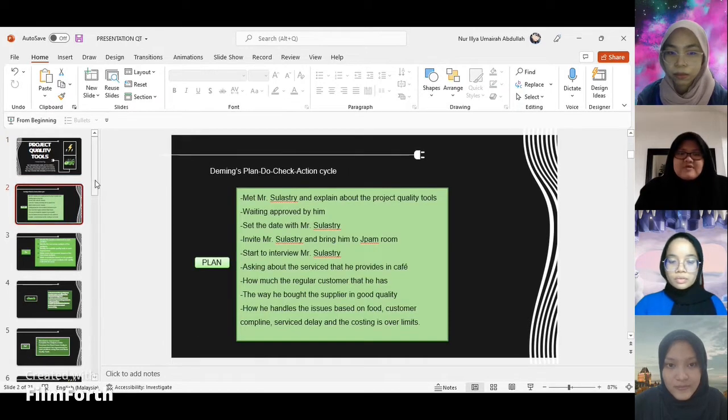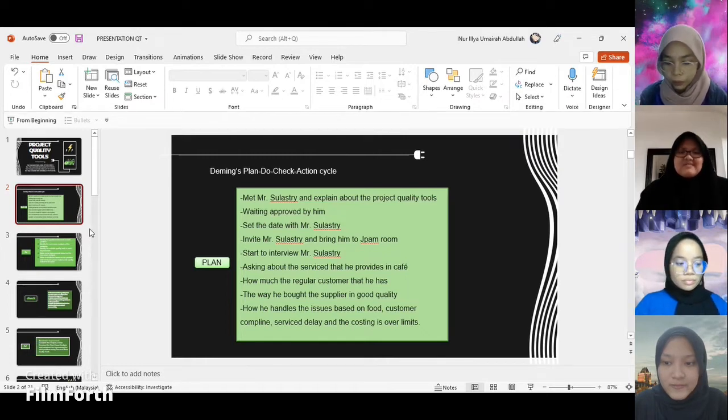As you can see, we all use the Deming Plan Do Check Action, or we call it the PDCA. So let's move to the plan. For the plan, we met Mr. Sulastri and explained about the project quality tool. We also waited for his approval, and we set the date with Mr. Sulastri. We invited Mr. Sulastri and brought him to the JPAM room.